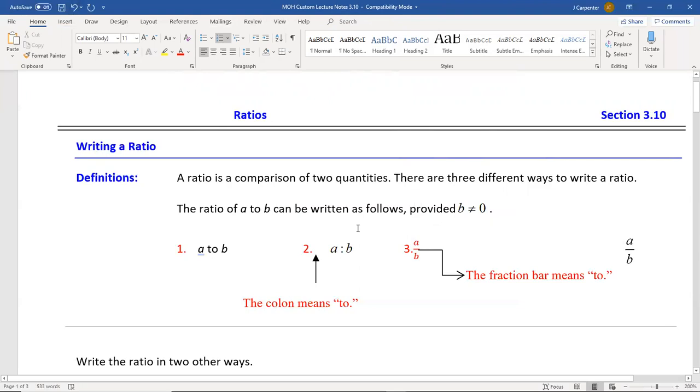So a ratio can be written several ways. You can use the word to, T-O, not T-W-O, not T-O-O. This isn't an English class, but that is important. A to B literally means the same thing as A colon B, literally means the same thing as A over B.